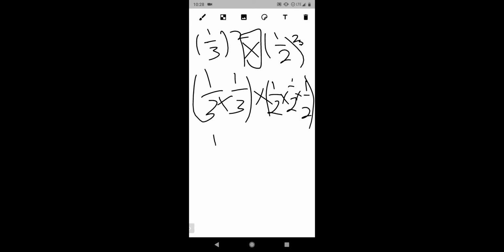1 multiplied by 1 is 1, and 3 multiplied by 3 will give us 9, multiplied by 1 multiplied by 1 multiplied by 1, that's 1. And 2 multiplied by 2 multiplied by 2, it will give us 8.